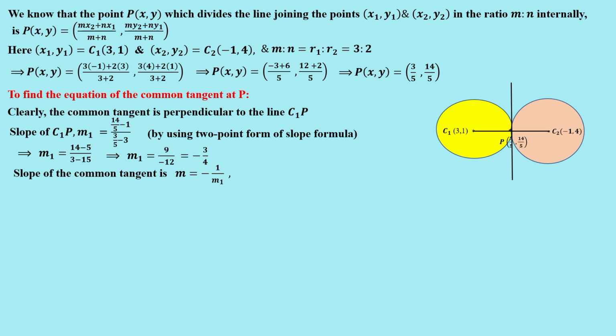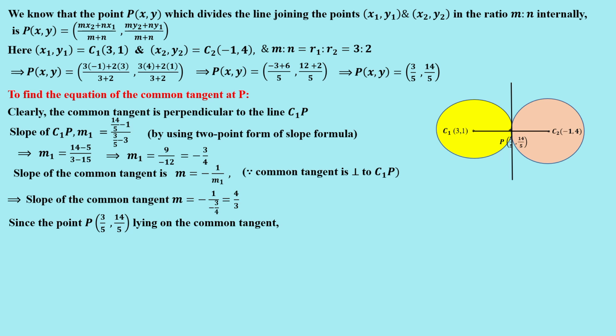So the tangent at P is always perpendicular. Suppose the slope of one line is m1, then the slope of the perpendicular line is -1/m1. That is the standard result we know. So the slope of the common tangent, m, equals -1/m1. Substituting the value of m1, that is -1/(-3/4), which is 4/3, the reciprocal.